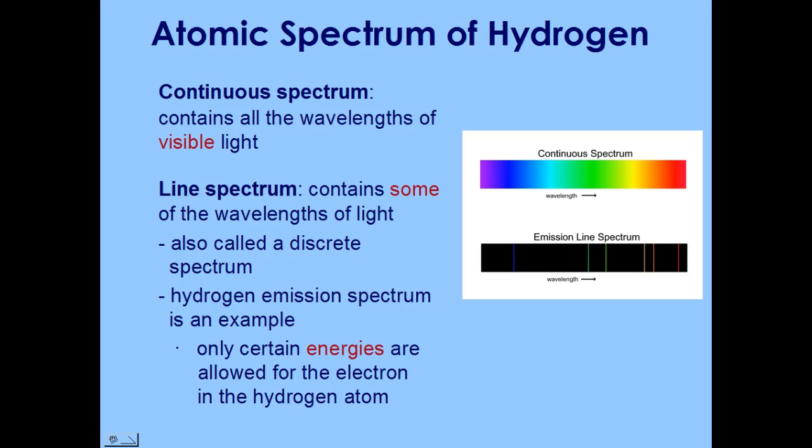To put that in context with the visible spectrum of light, a continuous spectrum would contain all of the potential colors that you would expect to see, all the potential wavelengths for visible light, while the line spectrum just shows the energies or the wavelengths of light associated with energies that are allowed for that specific element. So the wavelengths that we're seeing for the emission line spectrum for hydrogen are the potential energy changes that can occur for hydrogen's electron.